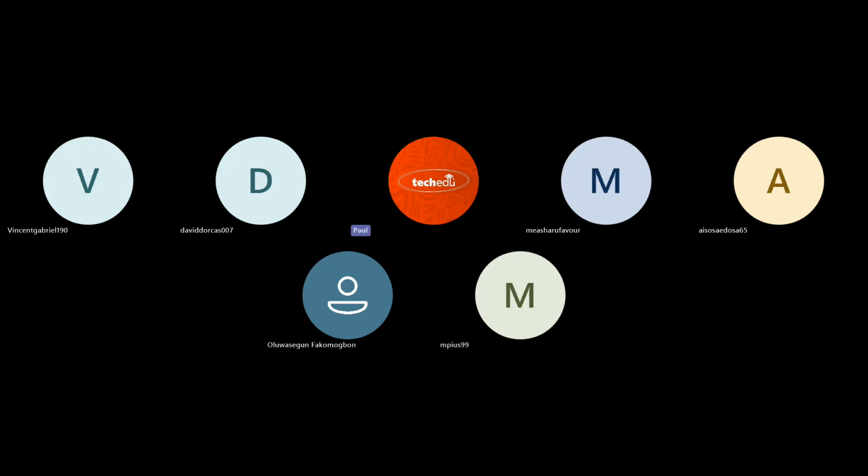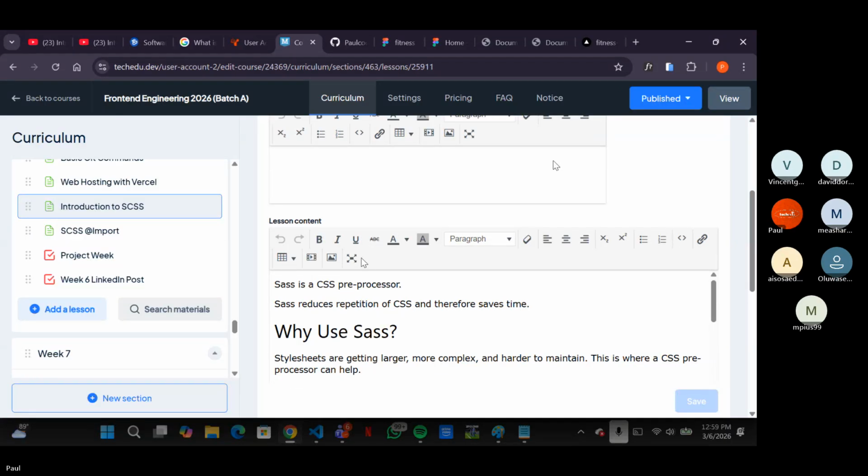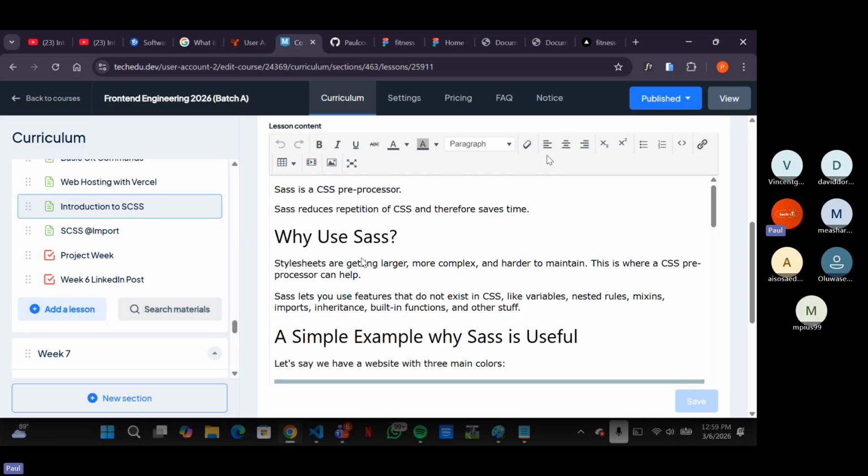give us a new way of writing CSS, a new way of styling your web page. And that's basically what SCSS is all about. So SCSS or SASS is a CSS preprocessor. So basically what it does is that it reduces repetition of CSS and saves time. That's what it does. Again, SCSS is a CSS preprocessor and reduces the amount of repetition that we have in CSS and saves time. So what do I mean by repetition?